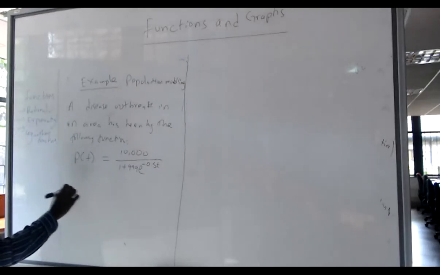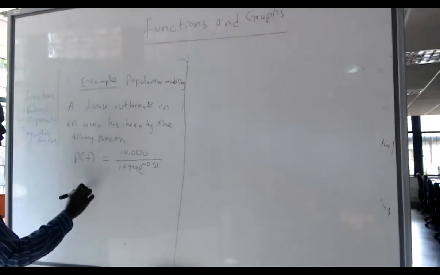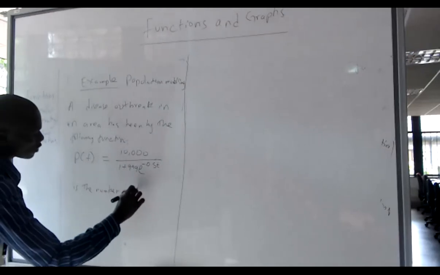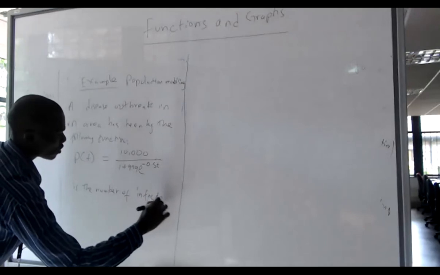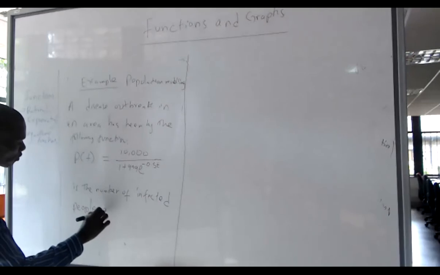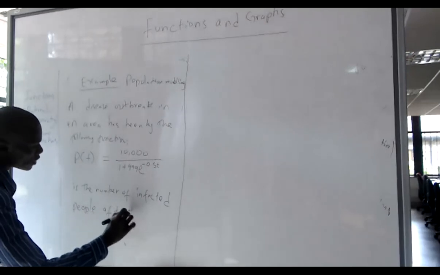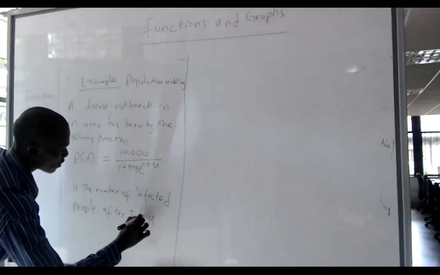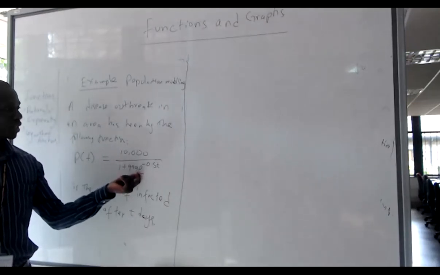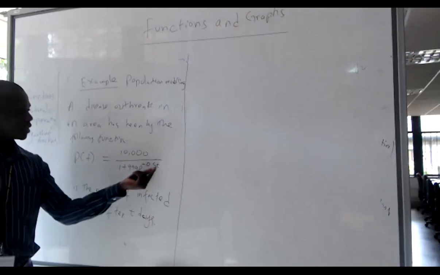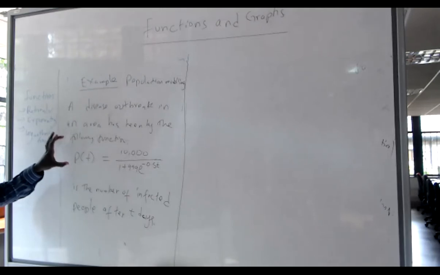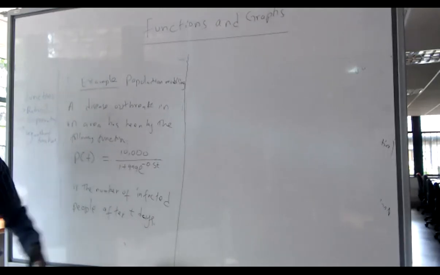So P of t is the number of infected people after t days. So you see the exponential function. This is the E that we've just defined. It's an exponential function, 0.5t. t is the number of days. And this expression gives you the number of people infected by this particular disease after t days.